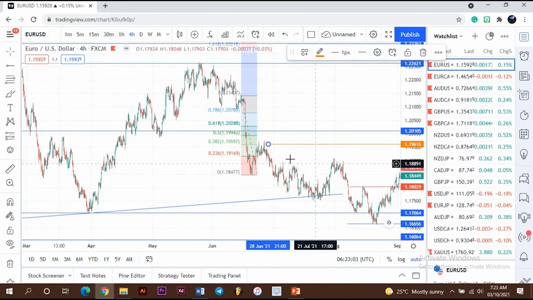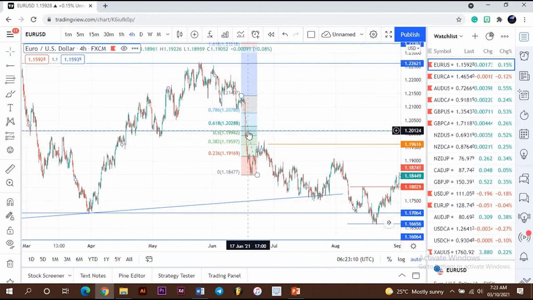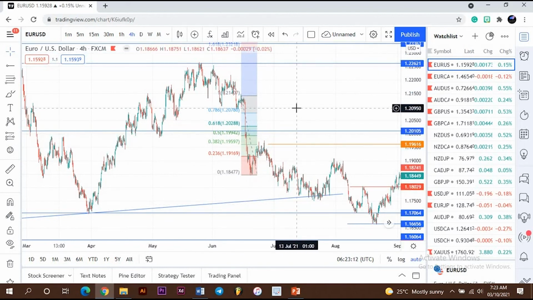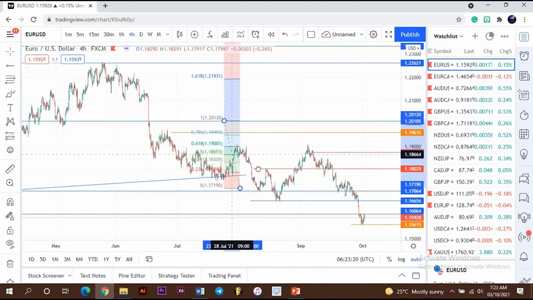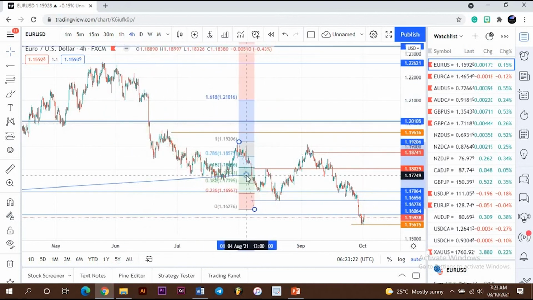So, like I said, when you see a sharp movement, you draw from the beginning of that sharp movement to the end of the sharp movement. It is a sharp movement we're looking for when we are dealing with Fibonacci retracement levels. Don't just look for any uptrend or any downtrend and just draw your Fibonacci. You're supposed to draw on very sharp movements.